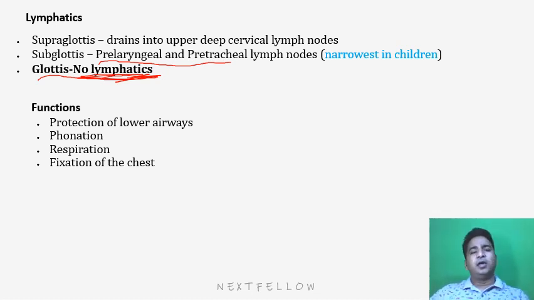What are the functions of the larynx? We all know protection of the lower airway. How does it protect? The epiglottis falls back and closes the laryngeal inlet, so avoiding entry of any pathogens or food particles into the airway. Then comes phonation. We all know that with the help of the vocal cords, abduction and adduction, we can phonate. Then comes respiration and fixation.